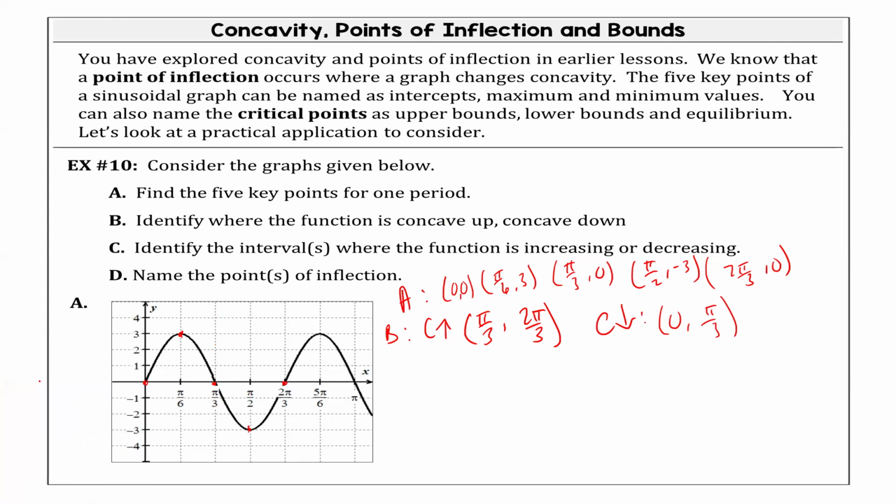All right, so now we're going to look at our intervals of increase. And like we said, when we're describing the intervals of increase and decrease, we're going to be using brackets. Okay, so where is my first interval of increase? 0 to pi over 6. Remember, it's always defined by your x. Okay, where do I have another interval of increase?